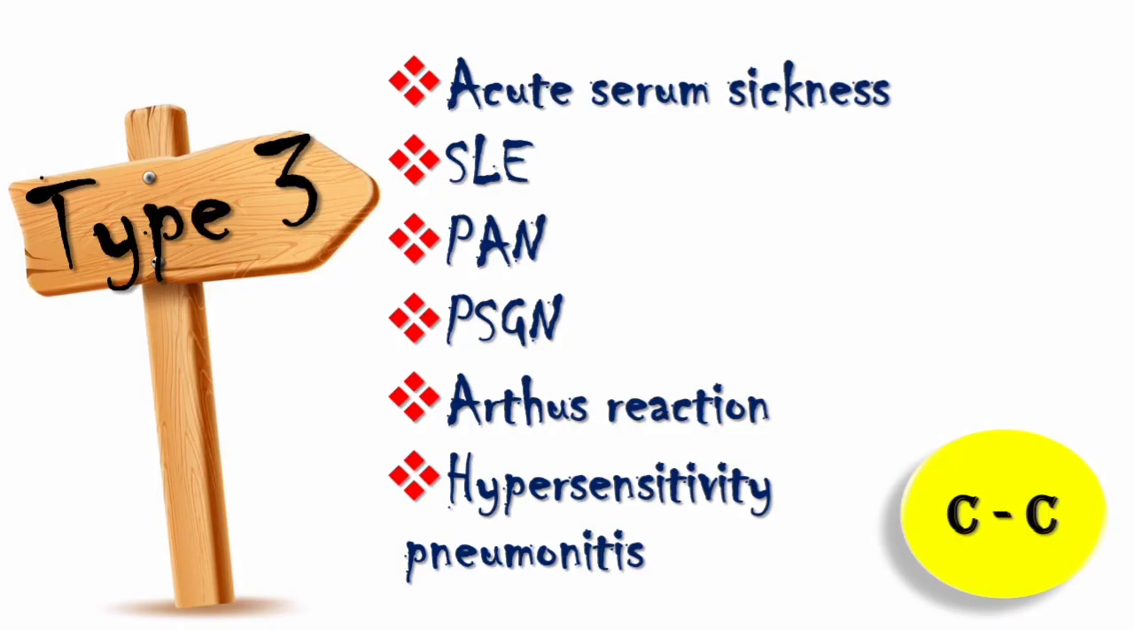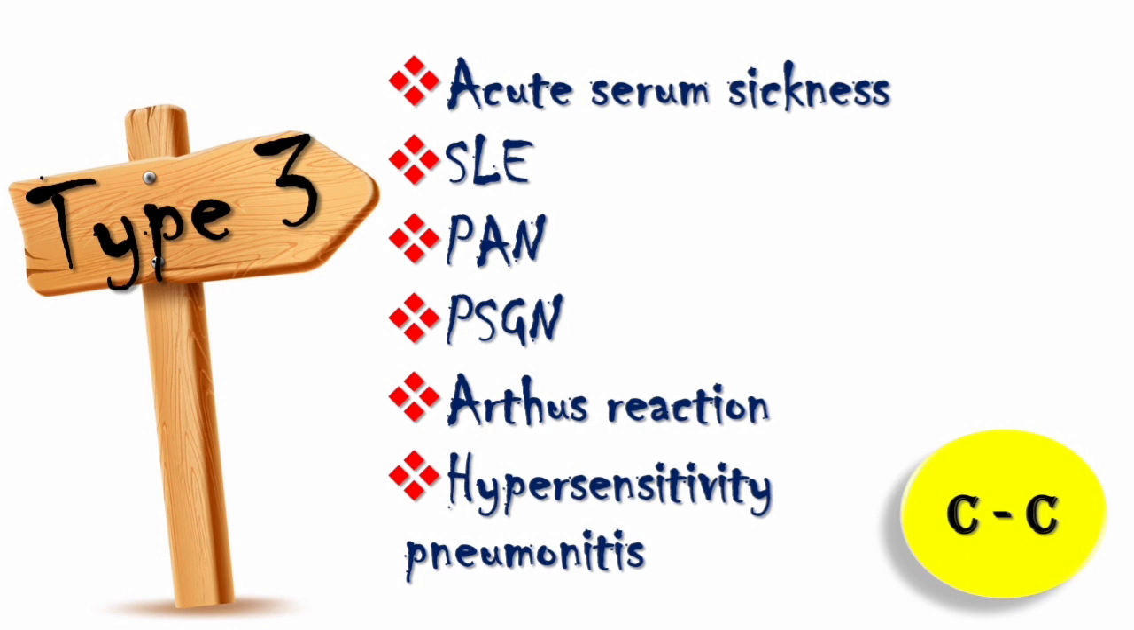Next comes type 3, or type C, C for complex. So A for anaphylaxis, B for body antibody, C for complex, or immune complex mediated hypersensitivity reaction. This is type 3. Here the hypersensitivity reaction is mediated by IgG antibodies. So immune complex formation occurs and deposition occurs in particular tissues, and this deposit in tissue activates the complement system, which will attract the neutrophils. So neutrophilic lysis occurs, and phagocytosis of cells also occurs.